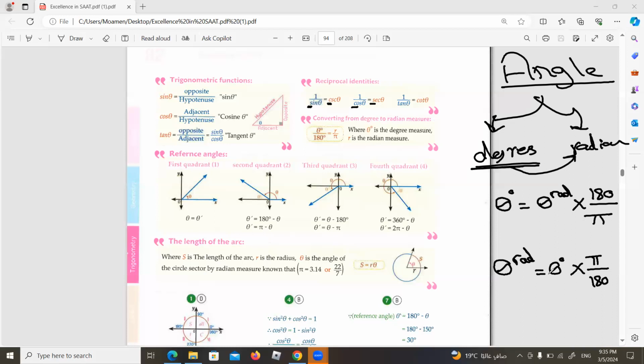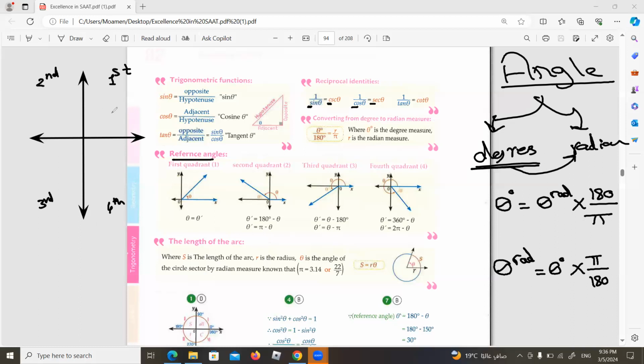Okay. We're going to the reference angle. What is the reference angle? The reference angle is very important. Pay attention with me in this remark. If we talk about the x-axis and y-axis, the x and y plane divides the plane into four quadrants. The first quadrant, the second quadrant, here the third quadrant, and here the fourth one.